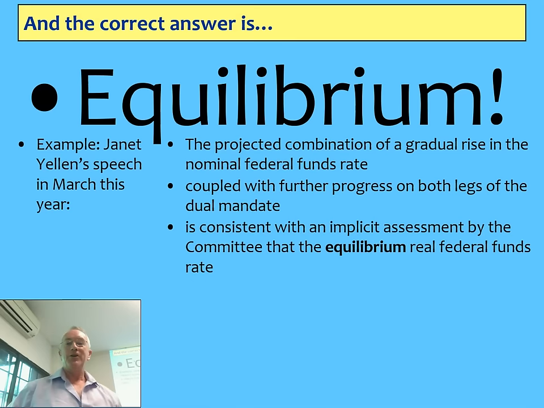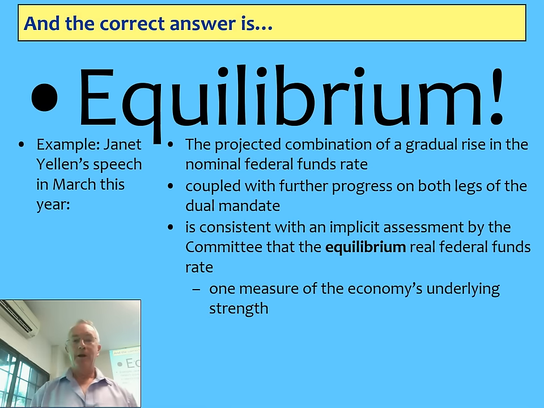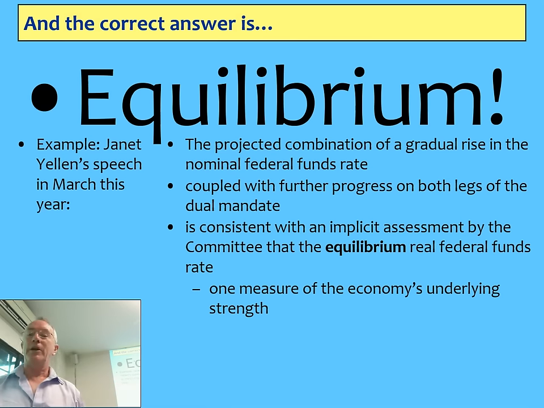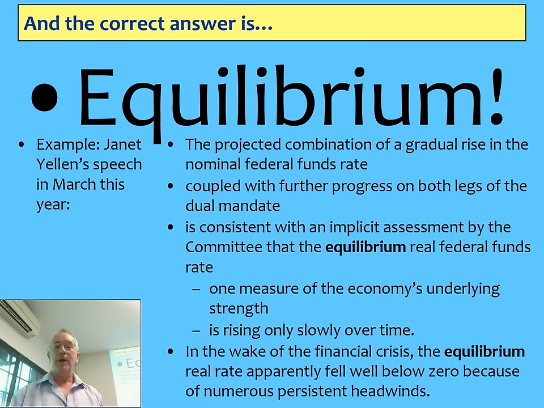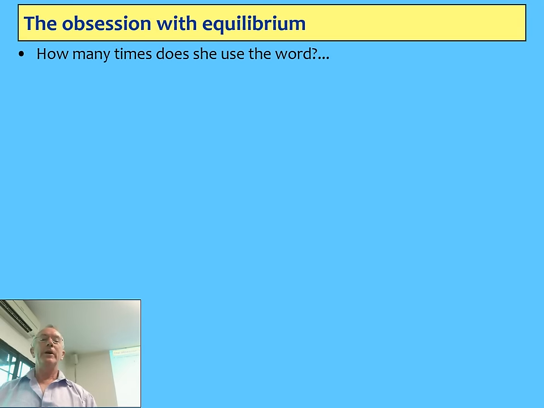Is consistent with an implicit assessment by the committee, by which she means the Federal Reserve's governing body, that the equilibrium real funds rate, which is one measure of the underlying strength of the economy, is rising slowly over time. In the wake of the financial crisis, the equilibrium real rate apparently fell well below zero because of numerous persistent headwinds. Now, whoever knew that the economy was actually a ship? But equilibrium. So how often did she use the word in one speech?